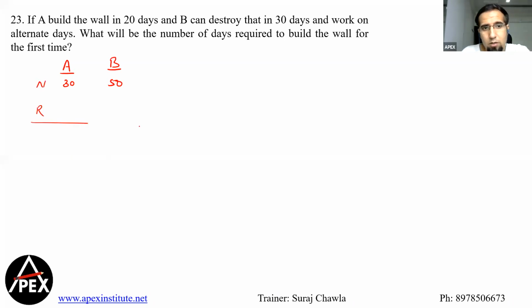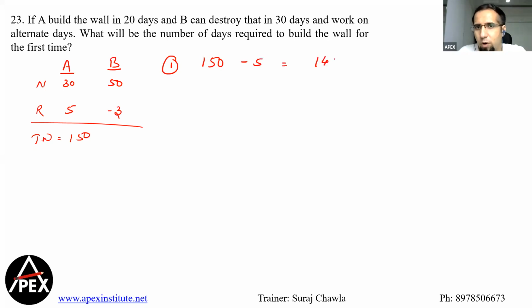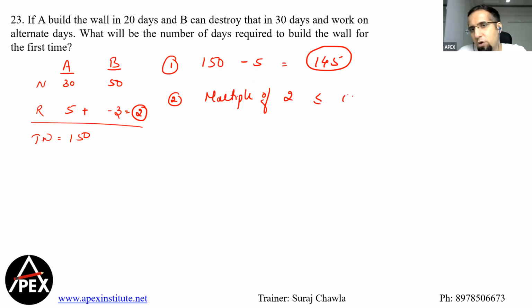Total work is 150. This guy does 5. This guy does -3. Clear? So, step number 1, Divya and others who have doubt, 150 minus positive work. What is it? 145. First point. Second point, 5 plus 3, that is 2. Because it is 2, I want you to take a multiple of 2 less than or equal to 145. Clear? What is multiple of 2 less than or equal to 145? That is 144. Clear, guys?